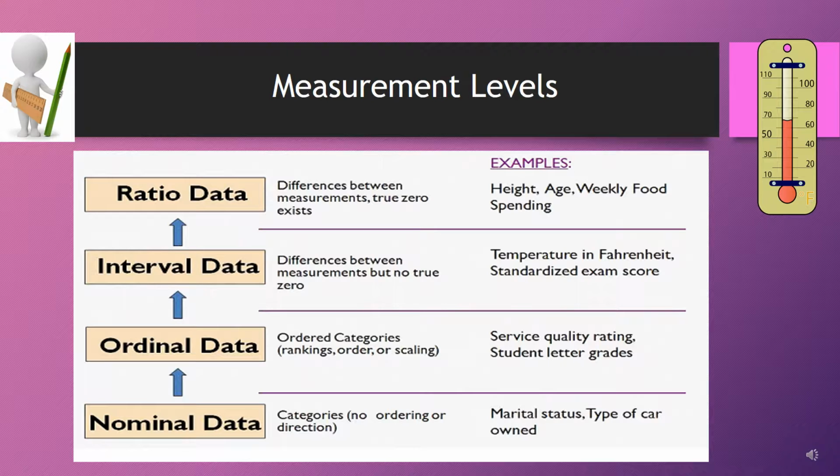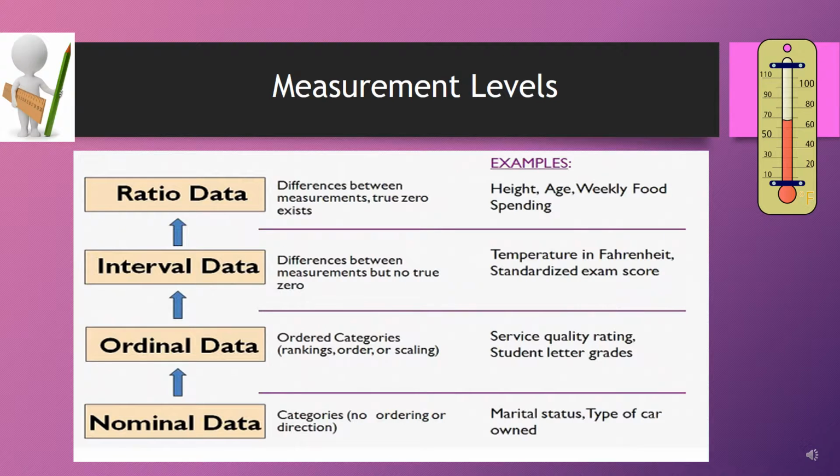Interval measurements are fixed measurement units with no absolute 0 point. Indexes can be created utilizing this type of measurement. Differences between measurements can be added and subtracted, but contains no true zero. An example is reading temperature utilizing the Fahrenheit scale or standardized exam scores.